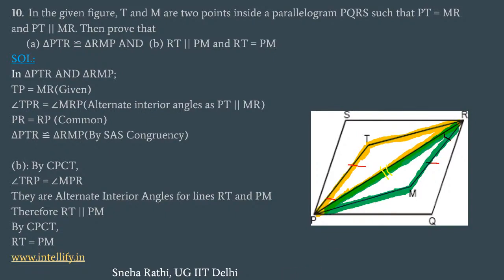Now by CPCT, corresponding parts of congruent triangle, we can say that angle TRP is equal to angle MPR, which also means that it is alternate interior angles for lines RT and PM. So it proves that MP is parallel to RT, and by CPCT we can also prove that RT is equals to PM.